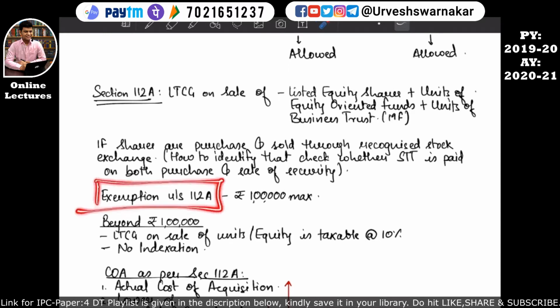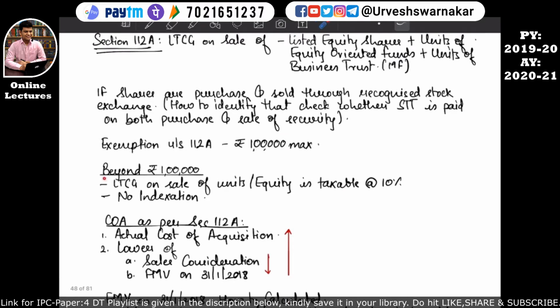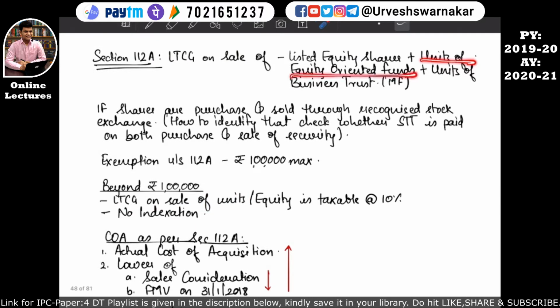Exemption under section 112A is given up to a maximum of rupees 1 lakh. Beyond rupees 1 lakh, long term capital gain on sale of such units of equity oriented funds or equity shares, that is the listed equity shares, is taxable at the rate of 10%. No indexation benefit is available for the cost of acquisition. I hope this is quite clear.